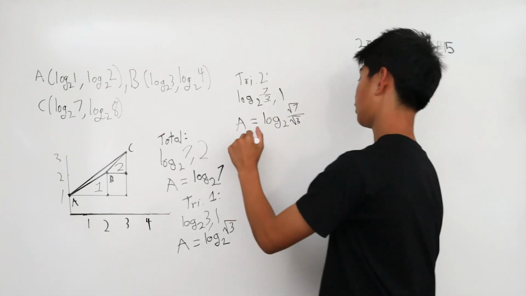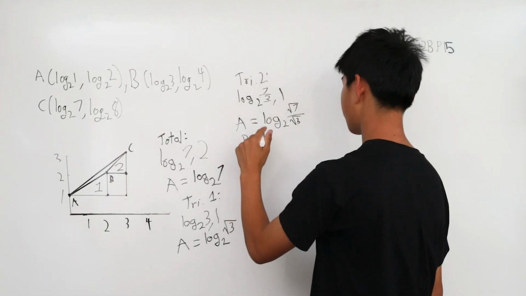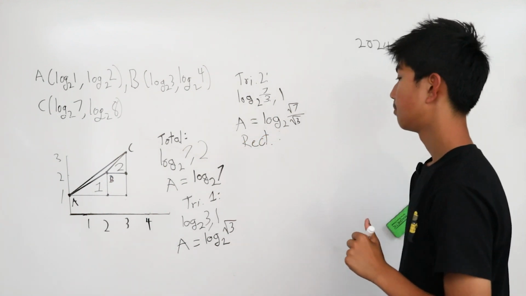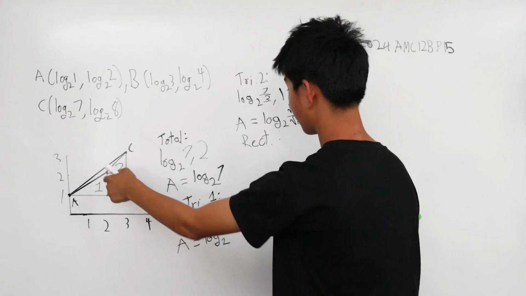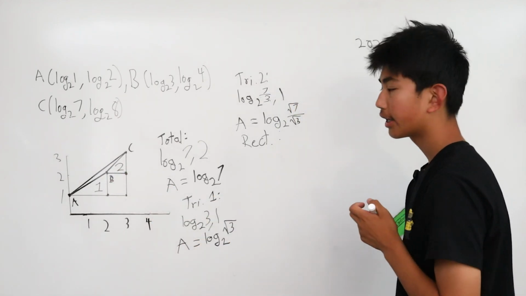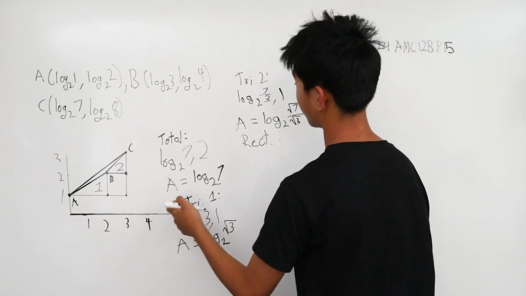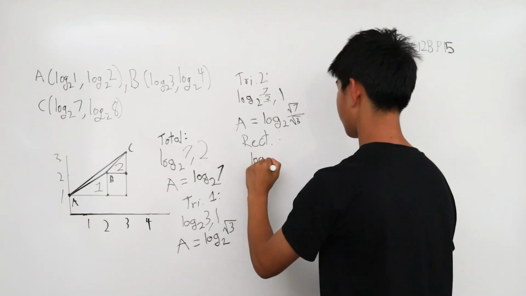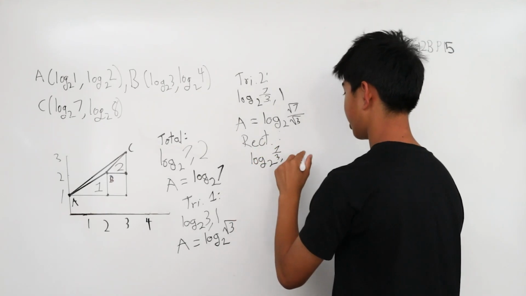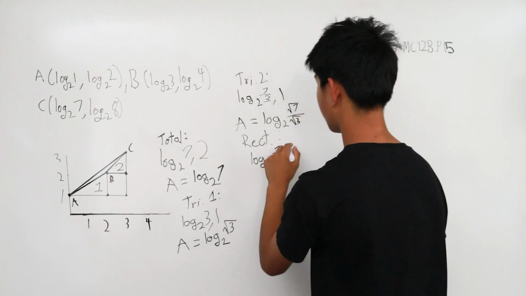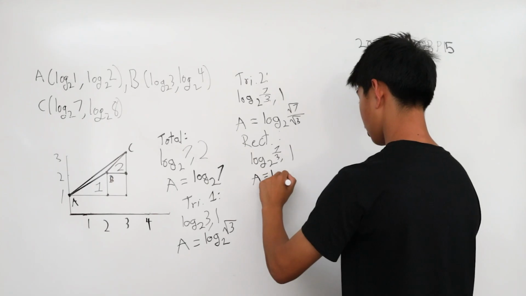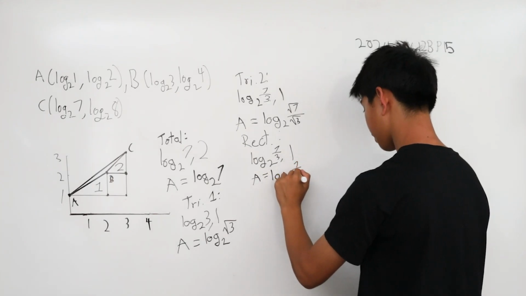Now the rectangle, which I'll abbreviate as RECT. The rectangle has the same length as triangle 2, which is log base 2 of 7/3. The change in height is 1. So the area is log base 2 of 7/3.